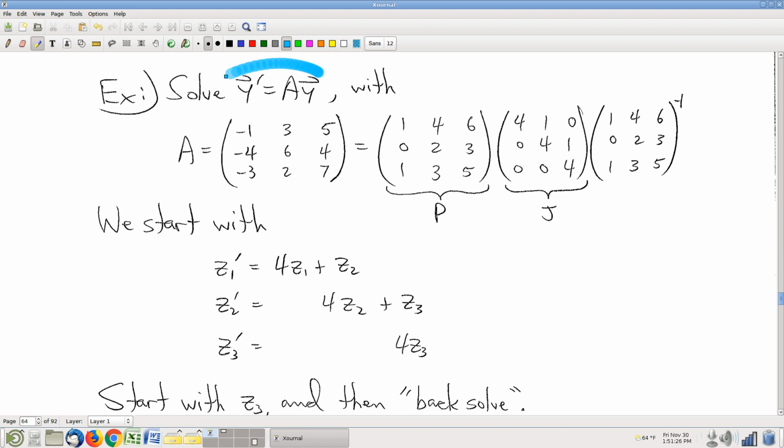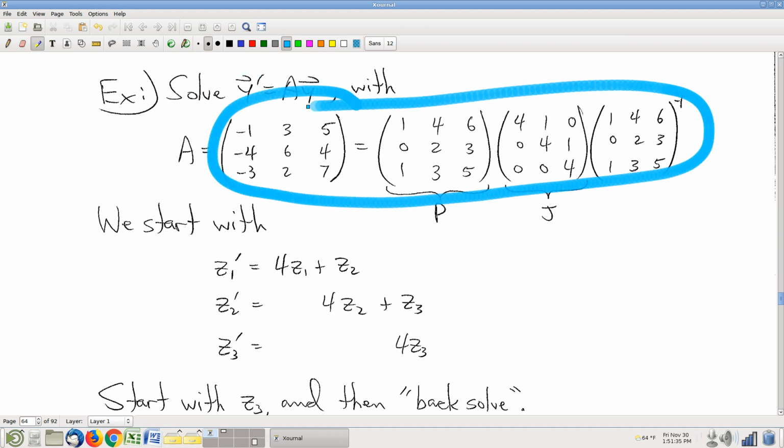So here's an example to see how this breaks down. Let's apply that idea to this system, y prime equals Ay, where this is our matrix. And by the way, this matrix A, I'm going to take it as a given that we know how to do this breakdown. And you'll notice this is a change of basis. We've got P, J, P inverse. So here we have A written as a conjugation. Notice that this J matrix written here is a Jordan form matrix.